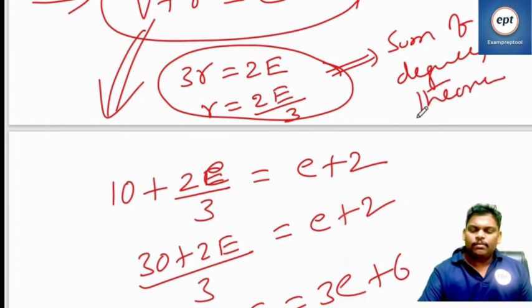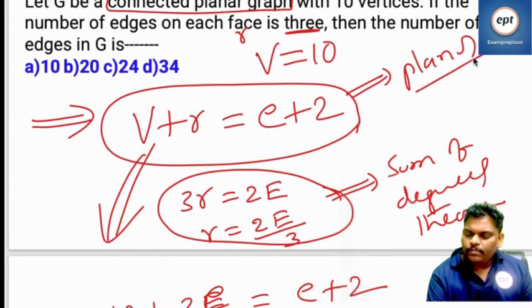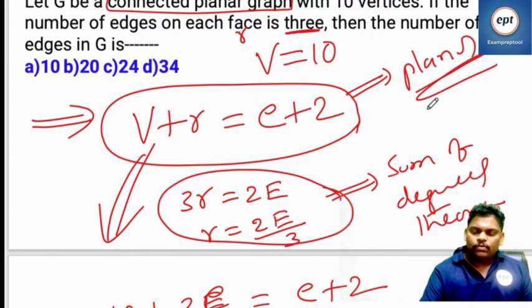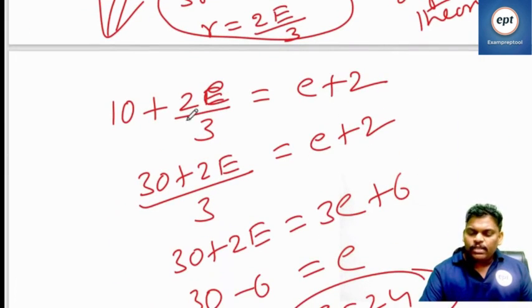Sum of degrees theorem. It is a planar graph. For a planar graph, this is the property. First one is the planar graph property. Second one is the sum of degrees theorem. So I substituted there.